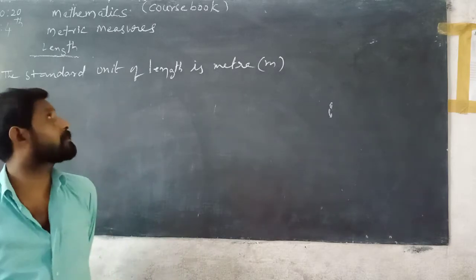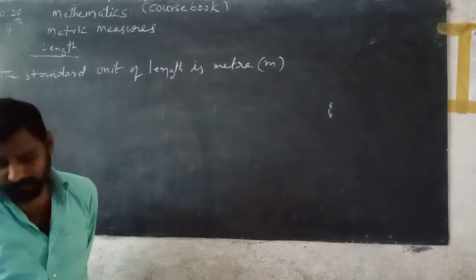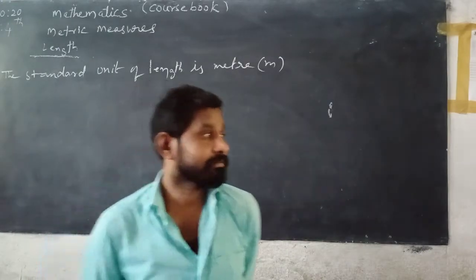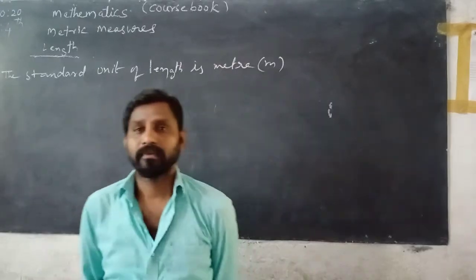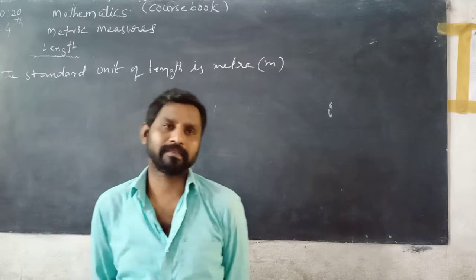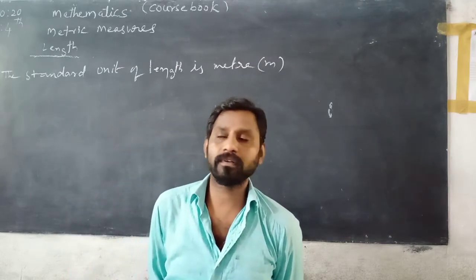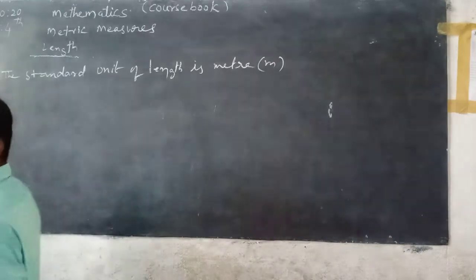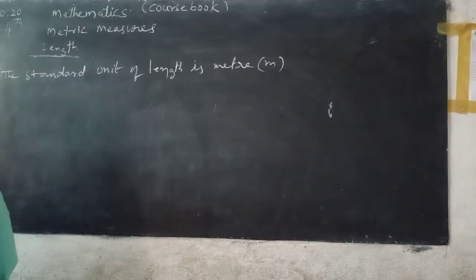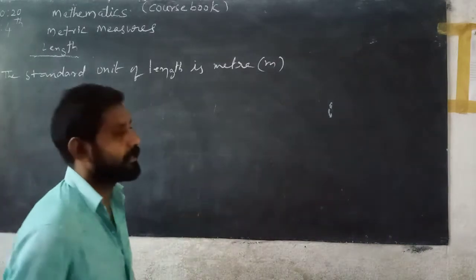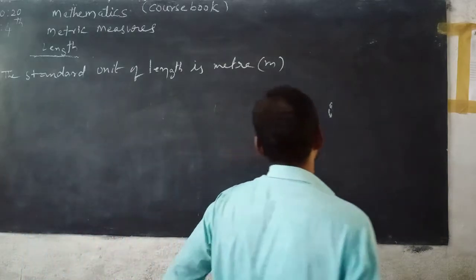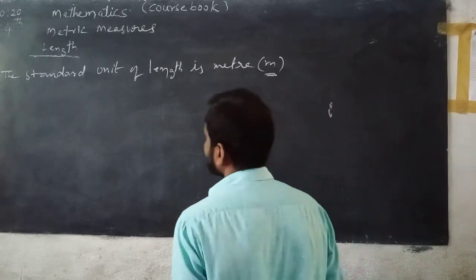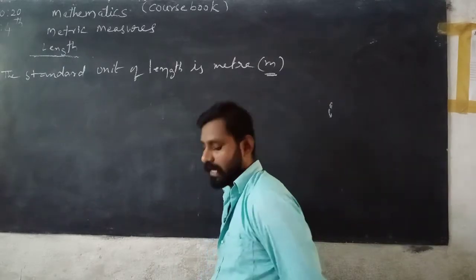Today we will discuss length. The topic is length, metric measures. Metric measures are of three types: length, weight and capacity. Today we discuss length. Already we know the standard unit of length is the meter. It can be written as m.